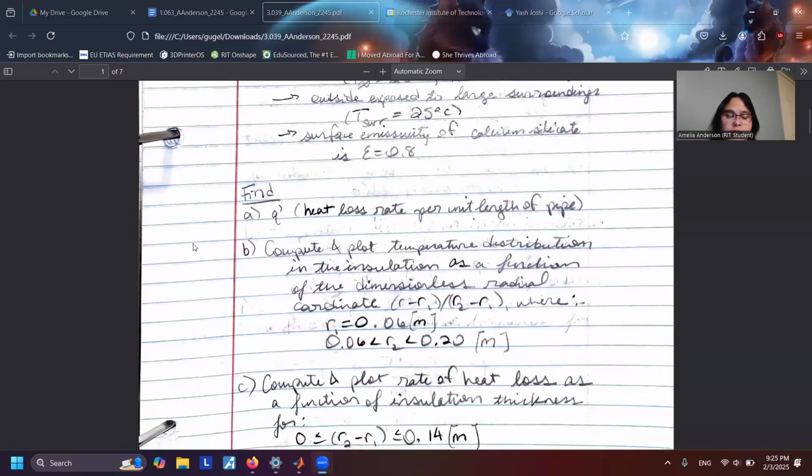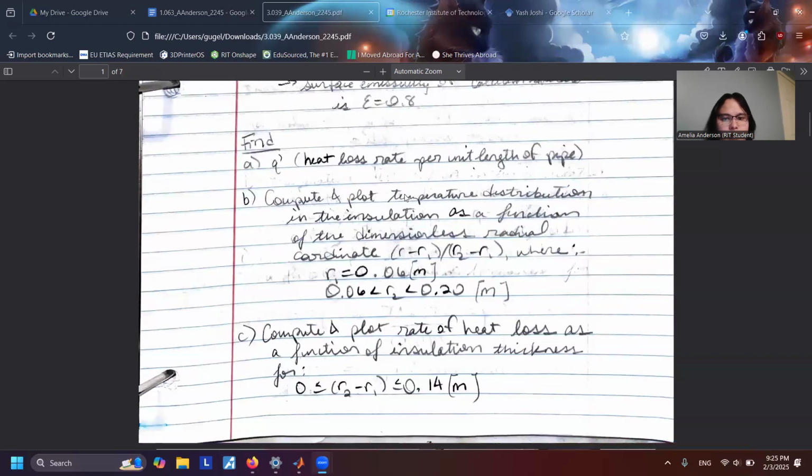In part A, we're asked to find q prime, which is the heat loss rate per unit length of pipe, so that's watts per meter. In part B, we're asked to compute and plot the temperature distribution in the insulation as a function of the dimensionless radial coordinate, r minus r1 divided by r2 minus r1, where r1 is 0.06 meters and r2 varies between 0.06 and 0.2 meters. That sounds like a headache, I know.